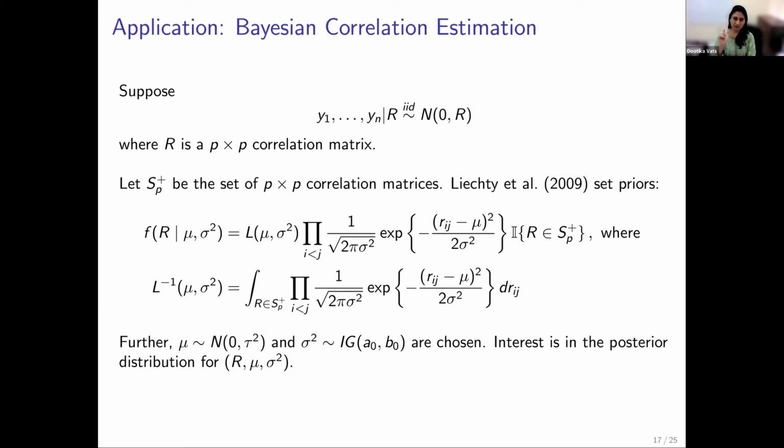So now the interest is in the posterior distribution of R, mu, and sigma squared. Okay, so for this, what we can see is that the joint posterior distribution of R, mu, and sigma squared is going to have L(mu, sigma squared) in there in the form of this inverse integral, which we cannot really evaluate because this S_p^+ is a very complex space to integrate over.